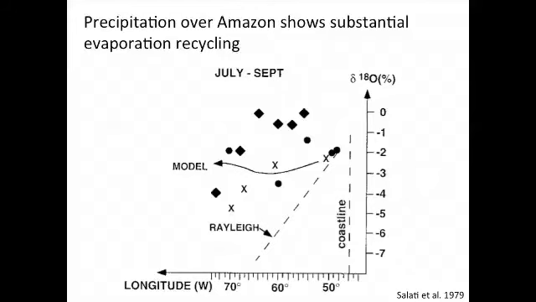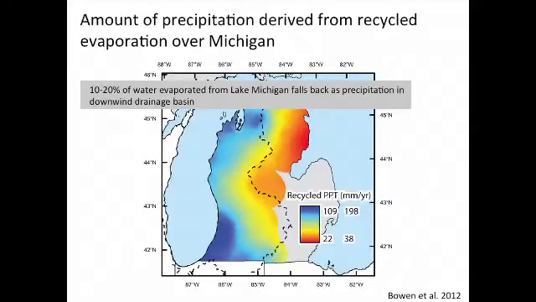So that's not deuterium excess. The next example comes from deuterium excess values or measurements. And what this shows is a paper by Gabe Bowen recently showing that the amount of rainfall landing on the leeward side of Lake Michigan has a strong imprint of evaporation from the lakes. So this is a strong lake effect of the large lakes in the Midwest.